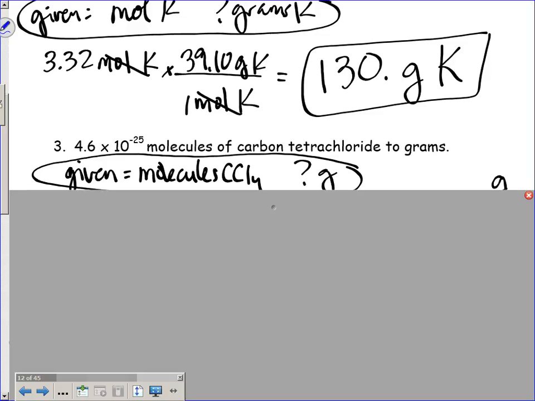We have molecules of CCl4. Who got the formula? Carbon tetrachloride. Thumbs up? Give me a thumbs up. Okay, that's one of those covalent ones. When you see tetra, you're like, oh, covalent. Let's go ahead and put the 4 with the chlorine. So we're given molecules and we're asking for grams. Direct conversion or multi-step problem?